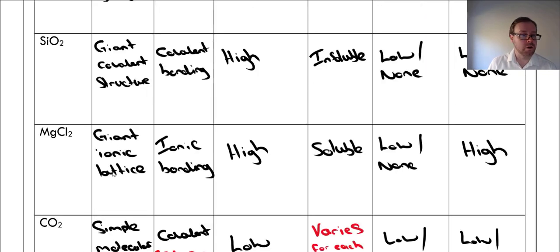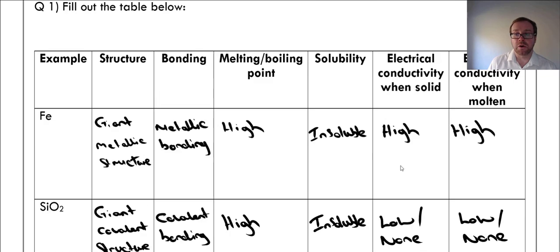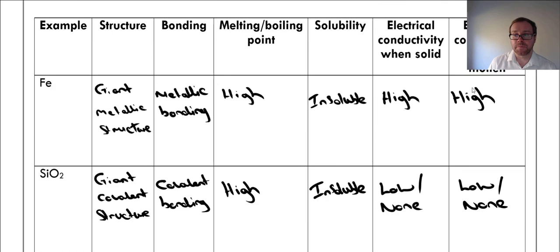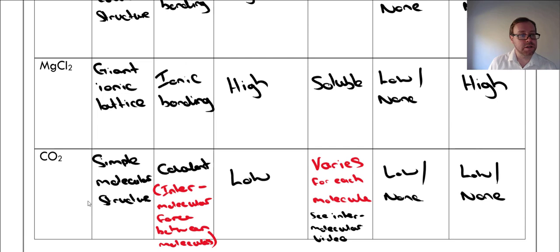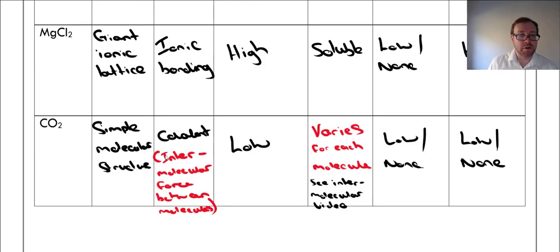Giant ionic lattice, ionic bonding, high melting point, soluble, again, low or none electrical conductivity when solid. When molten, or dissolved in aqueous solution, it's high. CO2, it's a simple molecular structure. It has covalent bonds between the atoms, remember? However, between the molecules, it has intermolecular forces. And that means, because it has weak intermolecular forces between the molecules, it has a low melting and boiling point.